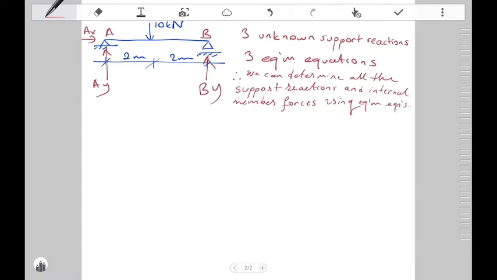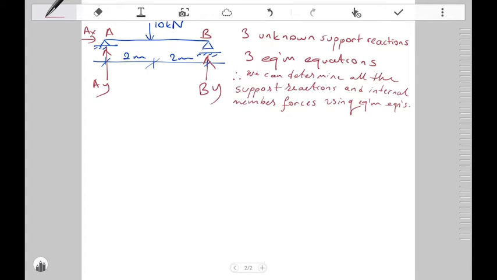So we call this type of structures determinate structures. Why? Because I can determine all the forces by just using equilibrium equations. So it's determinate. I can determine it, right? But remember, this is of course the mathematical definition of the system, or mechanical definition. Now let's take a look at the behavior. How does the determinate structure behave?